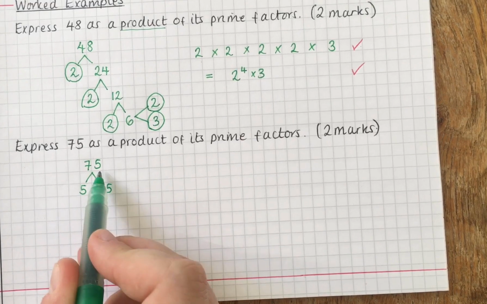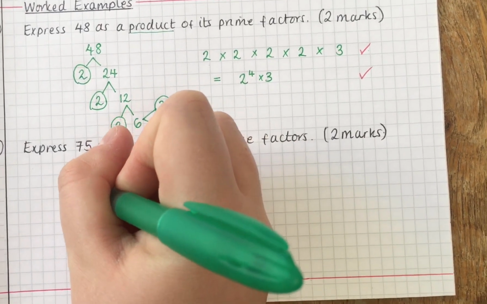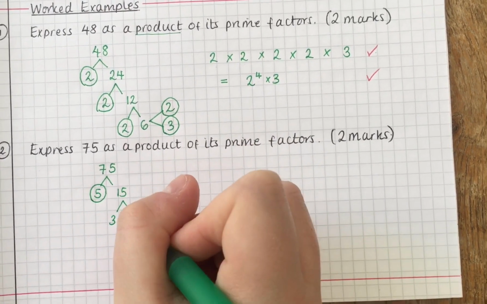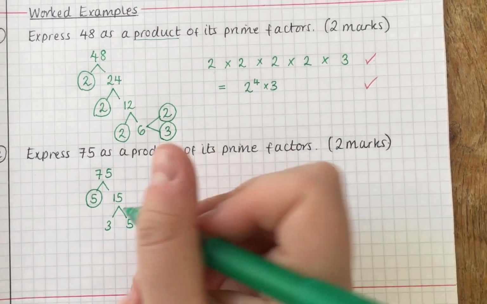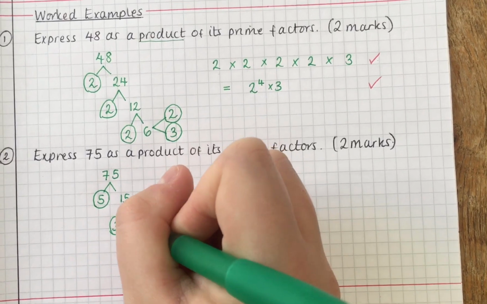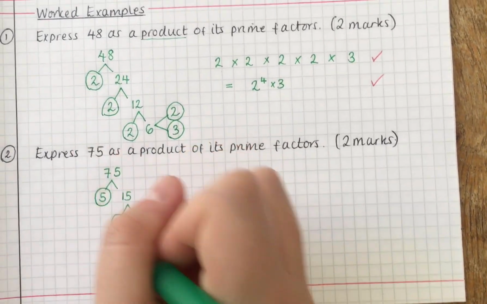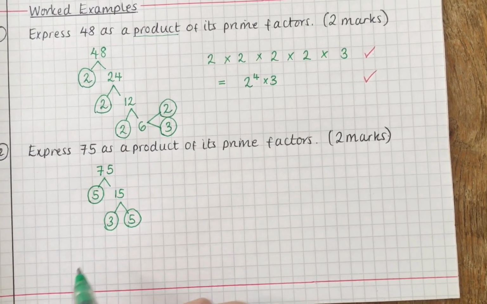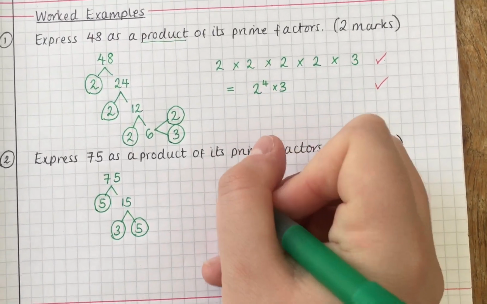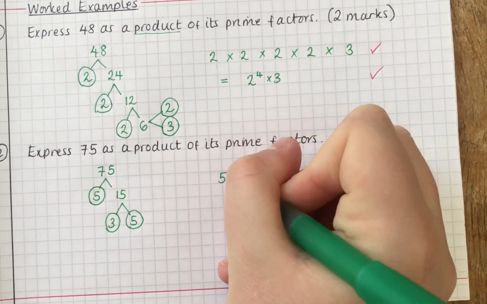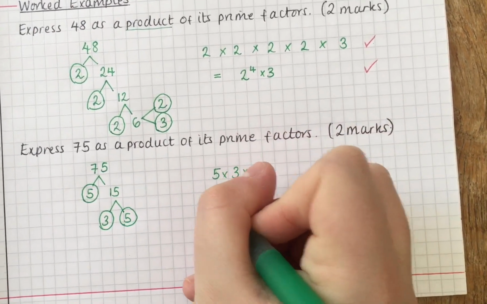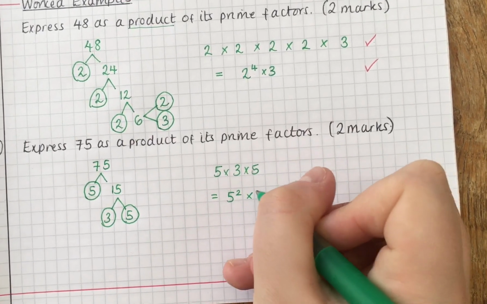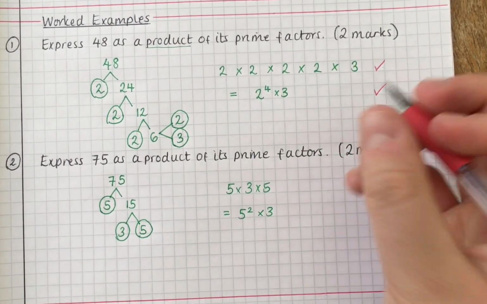So 5 times 15 is 75. We circle the 5 because that's prime. 15 isn't prime yet, we have to carry on. And we know that 3 times 5 is 15, and both of these are prime. So this factor tree is finished much more quickly than the previous one, but we can see that these are all prime factors. Now we choose to write them out like this. So we've got 5 times 3 times 5, or we can write that as 5 squared times 3. Okay, either of those answers is completely correct.